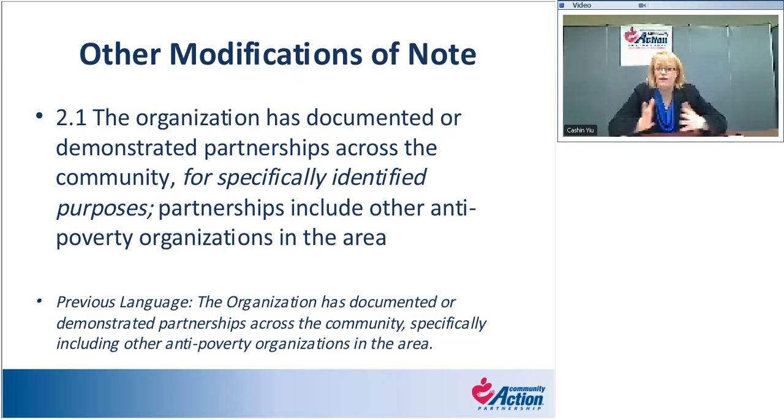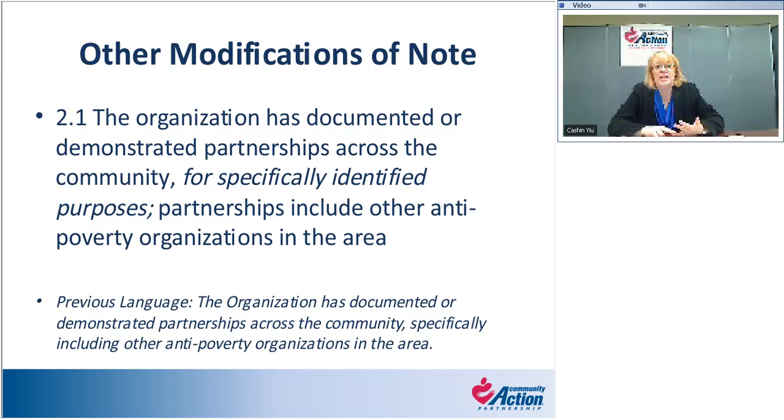There may not even be an official membership list. But we know that you do have partnerships that are much more formalized. And this basically doesn't say you have to have X number of partnerships, but it means that we want to see documentation of some of the core partnerships that you have in the community that may have an MOU or an MOA. I was just with a group this week in the Midwest, and we talked about examples.